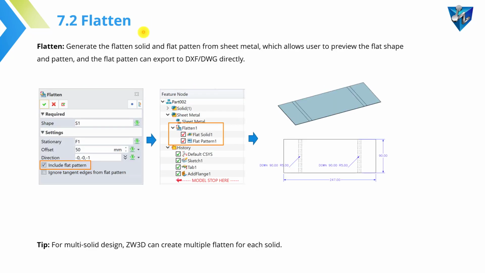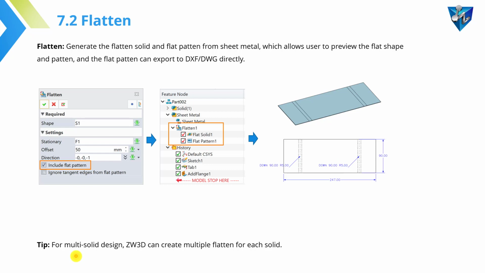And the next one is flatten. It can generate the flattened solid and the flattened pattern from the sheet metal, which allows users to preview the flattened shape and also the pattern. And for the flat pattern, it can export to DXF or DWG directly without going to the 2D drawing environment.